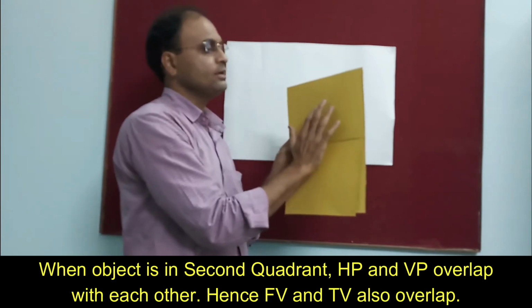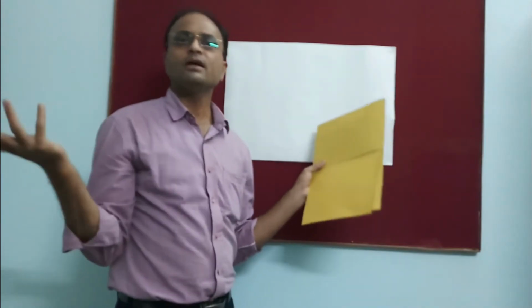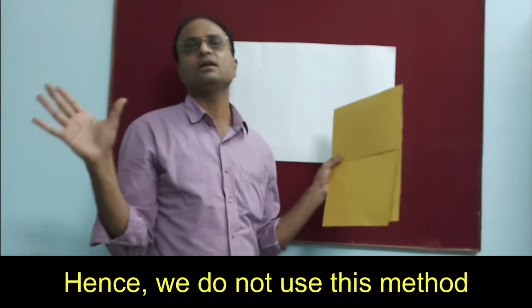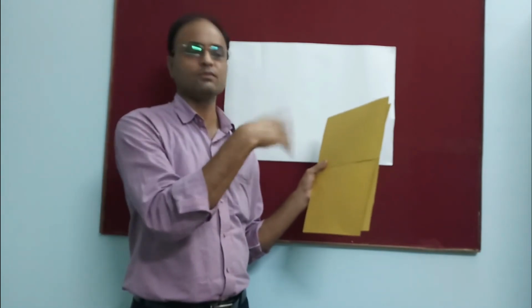When they overlap with each other, the views will also overlap and the reader will not be able to read the views. That's why the second angle method is not used in engineering drawing. The same is the case with the fourth angle method, or whenever the object is in the fourth quadrant. We'll go one by one.